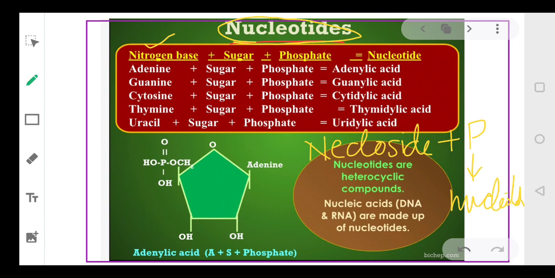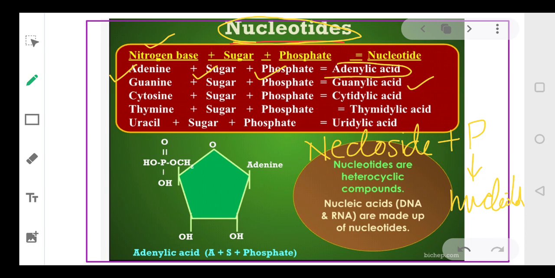Okay, so nucleoside joins with phosphate group, it will form your nucleotide. So adenine, it will join with sugar and phosphate group, it will form adenylic acid. Okay, it will form adenylic acid. Guanine plus sugar plus phosphate, it will form guanylic acid.